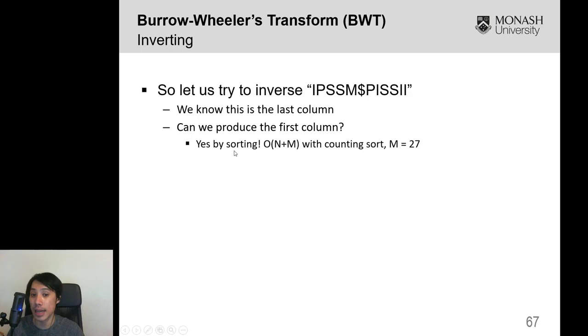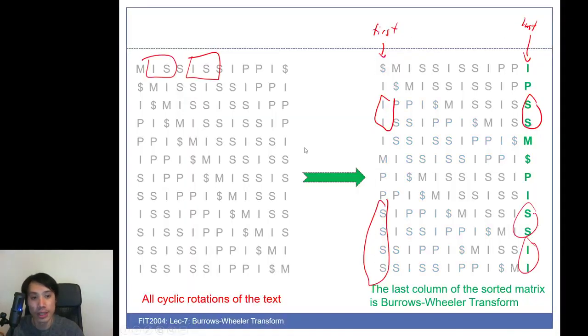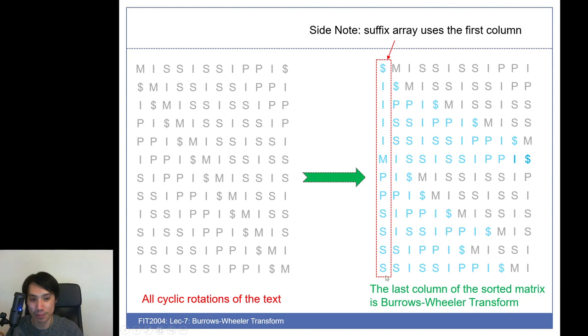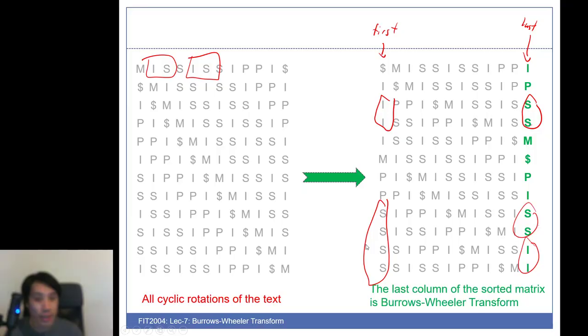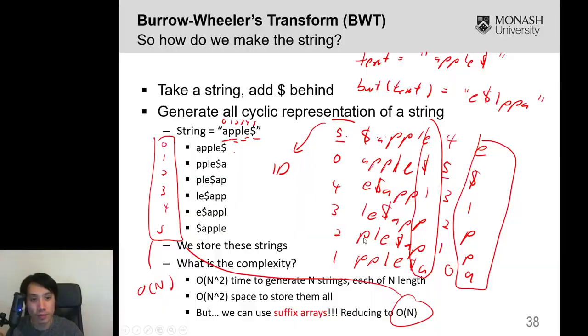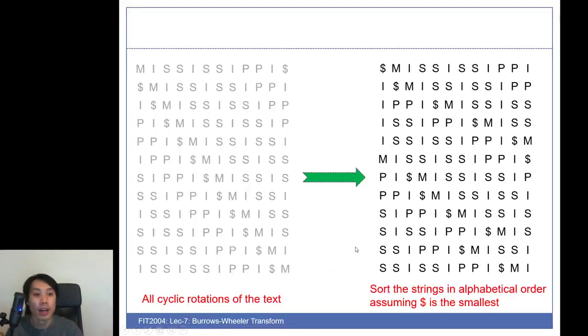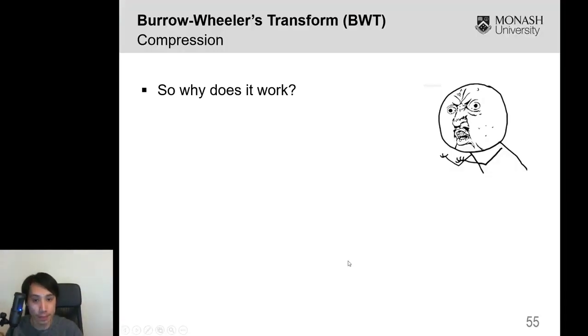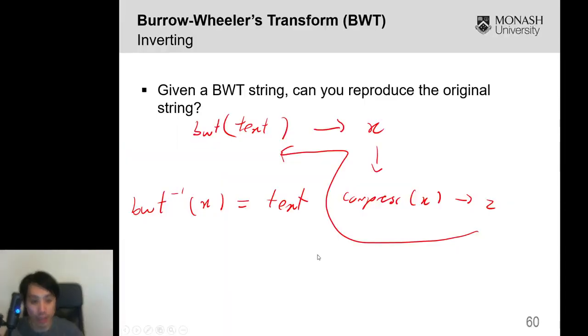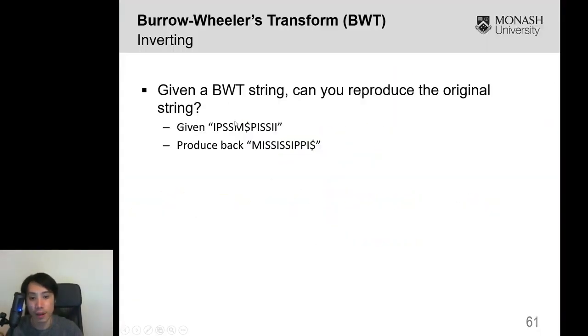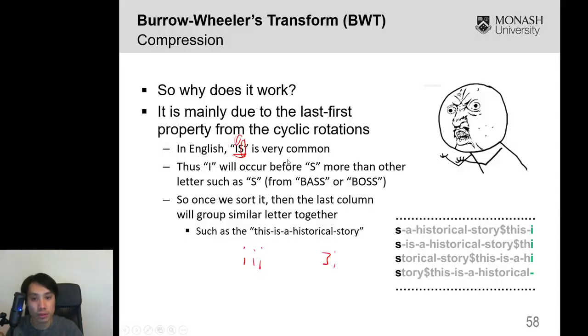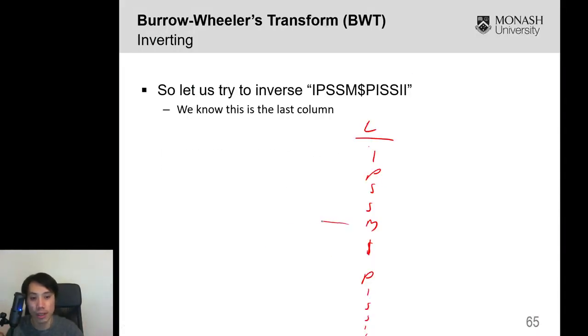And the answer is yes, because we know the first column is in order. The first column is in order: terminal, followed by I, followed by M, followed by P, followed by S. If I use my example here, you realize it is in order. Terminal A, E, L, P, P. So if I were to sort the last column, I'm able to obtain the first column, right?